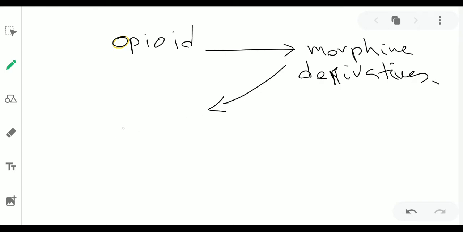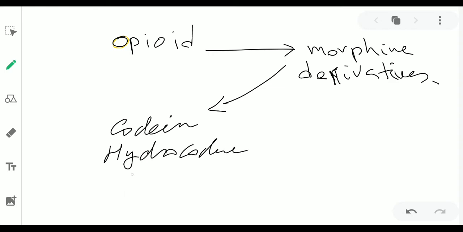Examples of opioids are codeine, hydrocodone, oxycodone, and morphine itself, which comes as morphine sulfate.